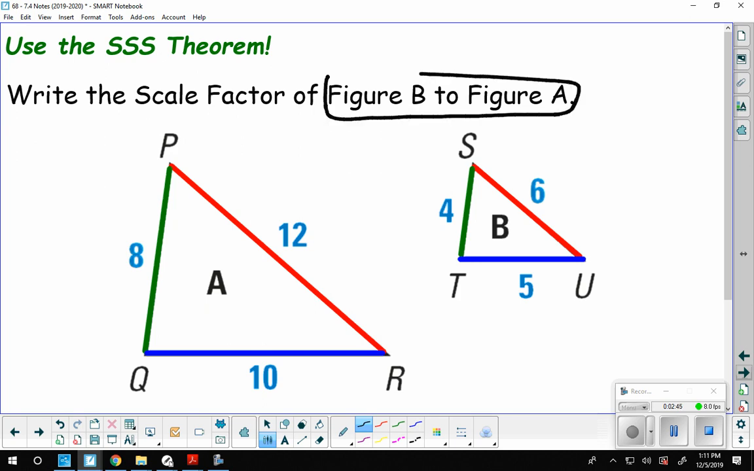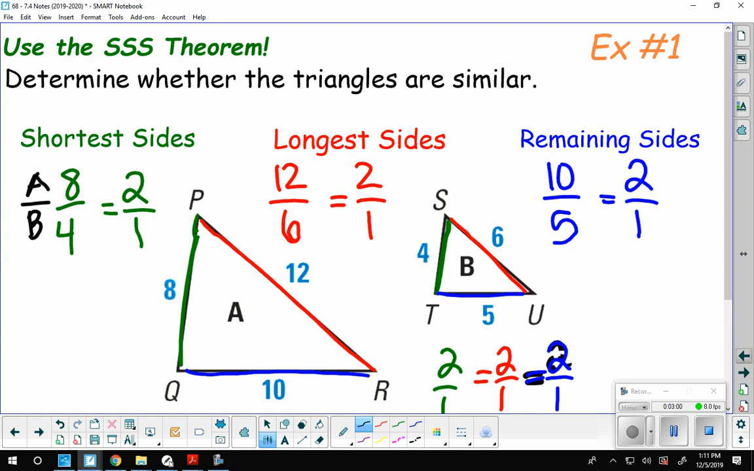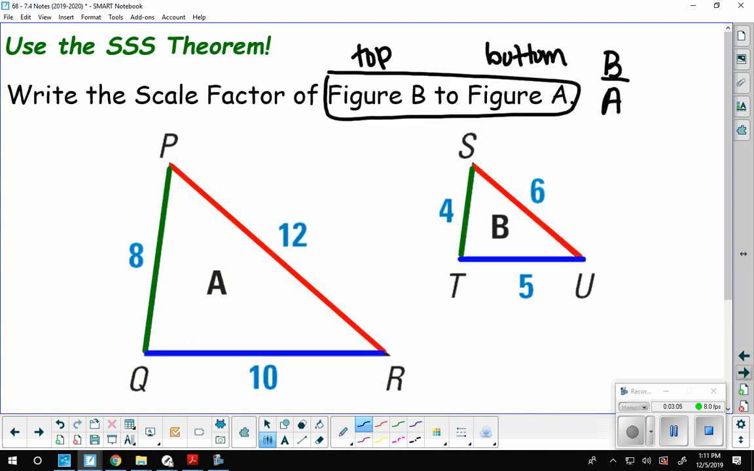So write the scale factor of figure B to A. Since it says figure B to A, it does matter which one you put on the top. Figure B to figure A, so that goes on top, that goes on bottom. So we want B over A. It doesn't matter which pair of corresponding sides you pick because, as we saw here, they're all going to end up being the same ratio. So let's pick a side in triangle B. It doesn't matter. Let's just pick 4. And 4 corresponds to 8 in triangle A. And 4 over 8 simplifies to 1/2. So 1/2 is my scale factor.